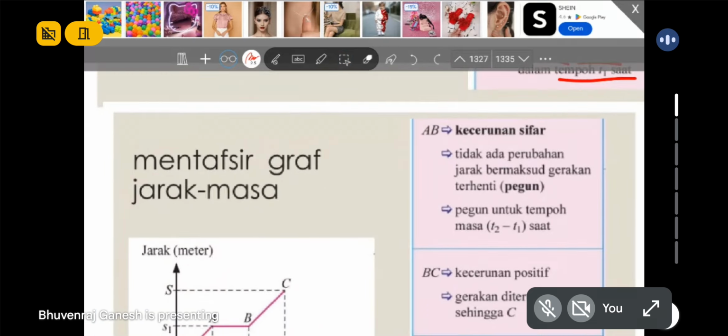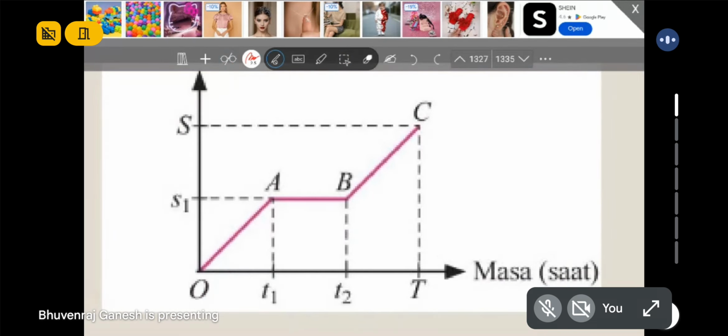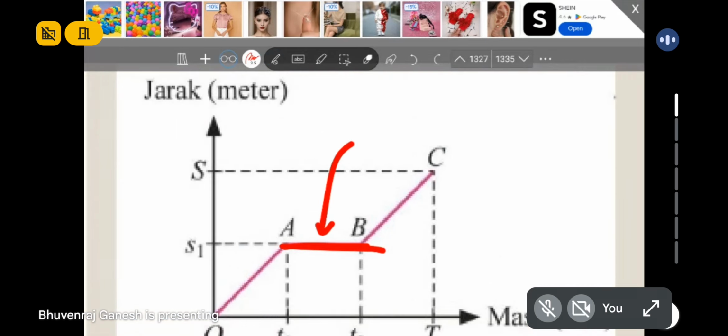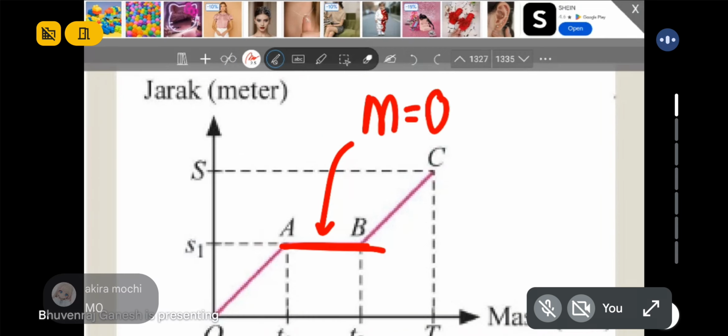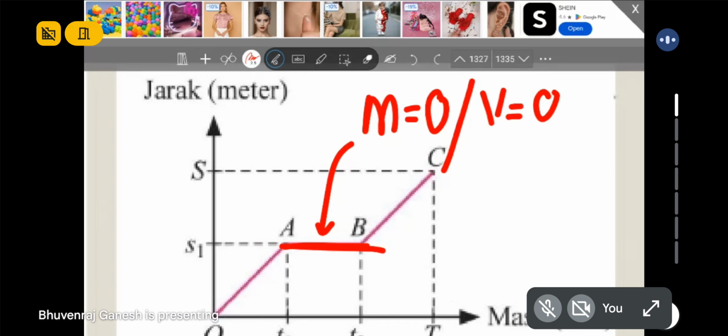Okay, so now you guys focus on AB. AB is a horizontal line, guys. So if horizontal line, what is the gradient, guys? May I know? Apa laju dia? Yes. Okay, your gradient is 0. Correct. Kosong. So gradient 0 means what, guys? Gradient 0 means that your speed is also 0. Correct? Laju kamu juga kosong.